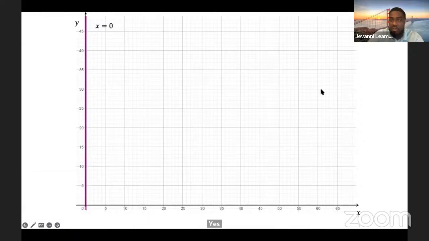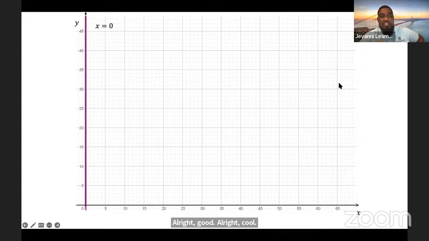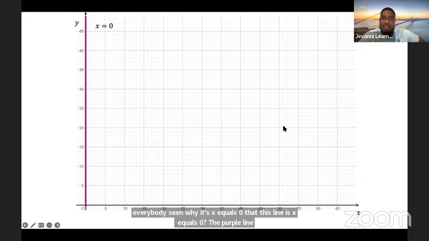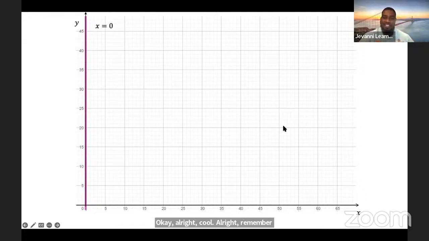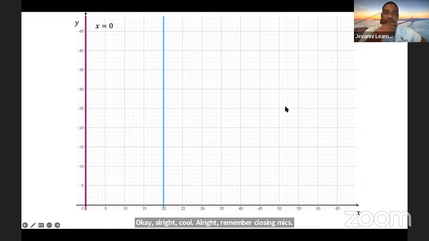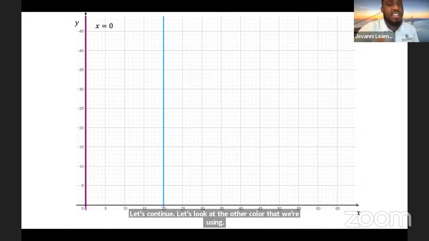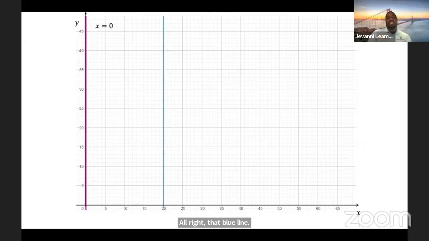Let's continue. Is everybody seeing why it's x equals 0? That this line is x equals 0, the purple line, the first line here. All right, remember, close your mics. Let's look at the other color that we're using. That blue line, what does that represent? Is that an inequality or is it an equation? Equation. Okay, so what is the equation?